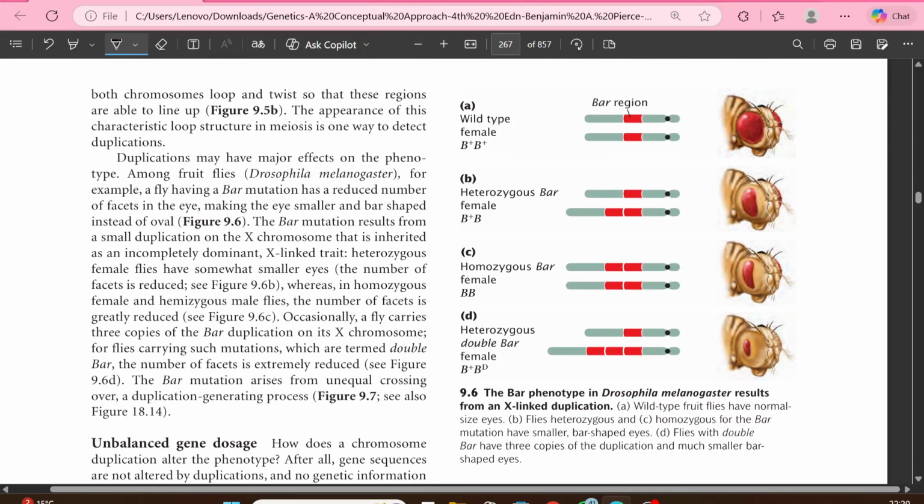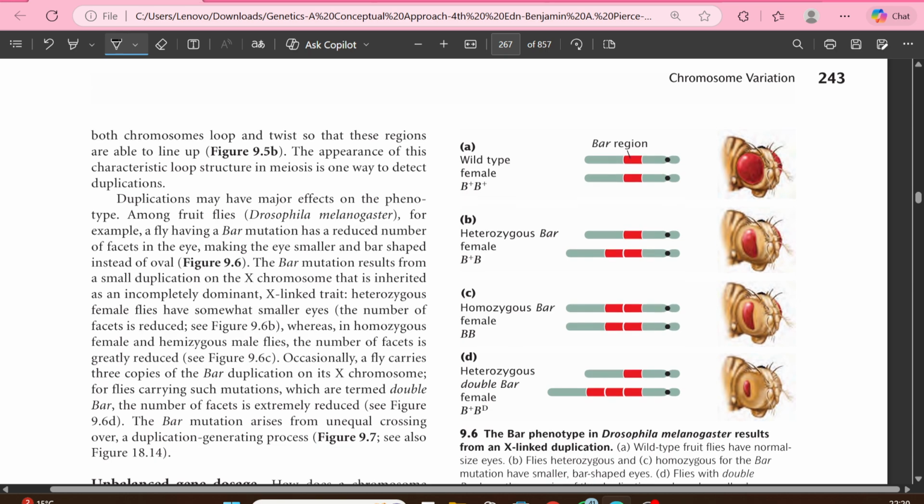Now there is a very good example here which is there of the Drosophila. The Drosophila have a bar mutation and it is a kind of duplication. Now in the normal Drosophila we have the chromosome X. This chromosome X consists of a gene which is called the bar gene or the bar region. Ideally, one chromosome X has to only contain one bar gene. And for the females there is XX, so two X's should contain one bar region each.